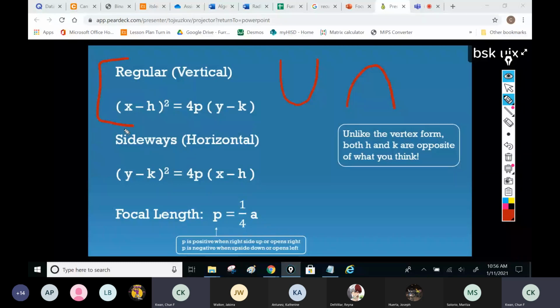And then if you have a graph that is sideways, it means it's either pointing to the left or the right, all right? If it's sideways and horizontal, you will use this formula right here. So it depends on if the graph is vertical or horizontal. You will use a different formula.